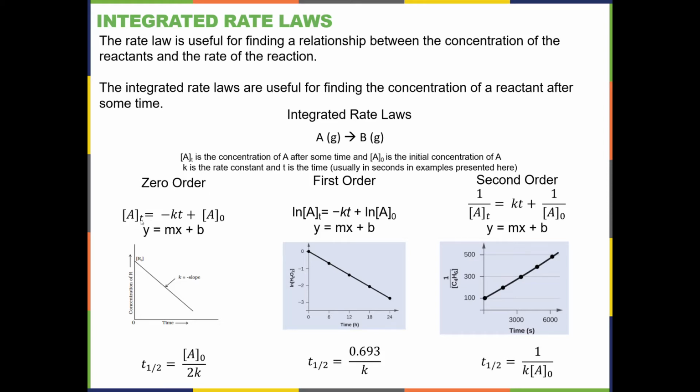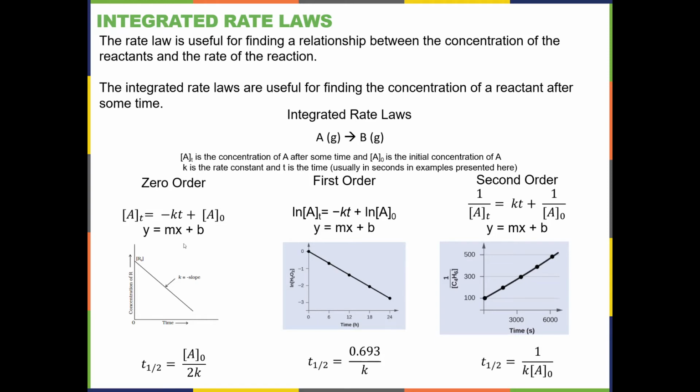The concentration of A at some t is the concentration of A after some time. K is the rate constant. T is the time, usually in seconds in the examples presented here. And A0 is the initial concentration of A. In the case of the first order, it's the ln of the concentration of A at some time and the ln of the initial concentration. And in the case of the second order, it's 1 over the concentration of A at some time and 1 over the concentration of A0. You'll also notice here that these are both negative K and this one is positive K.